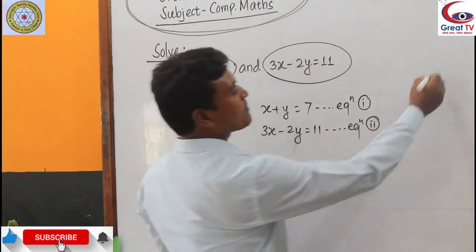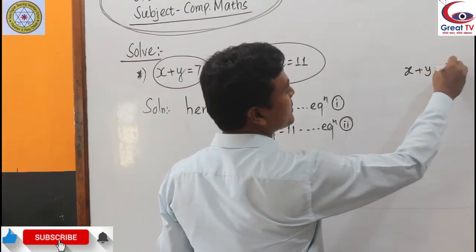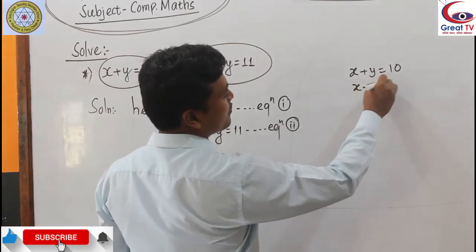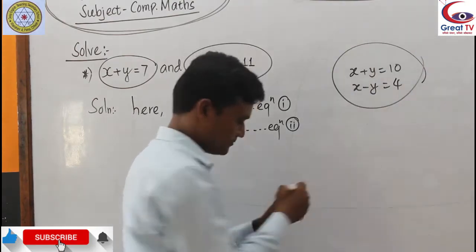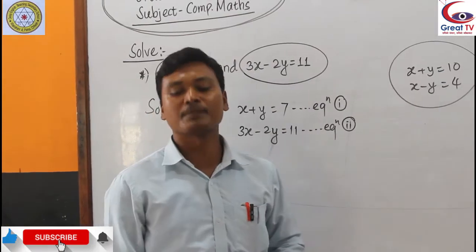We solved this type of problem: x plus y equals 10, x minus y equals 4. This type of problem we did, because this type of problem is very simple.